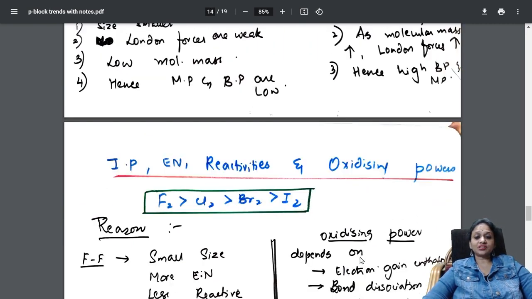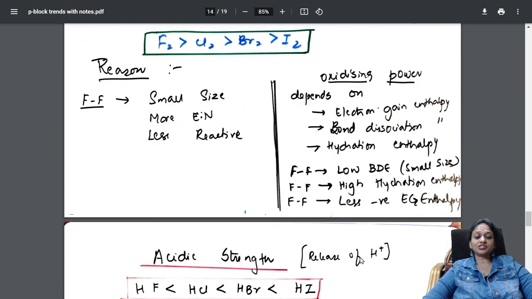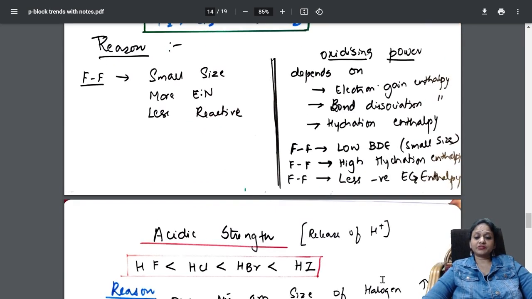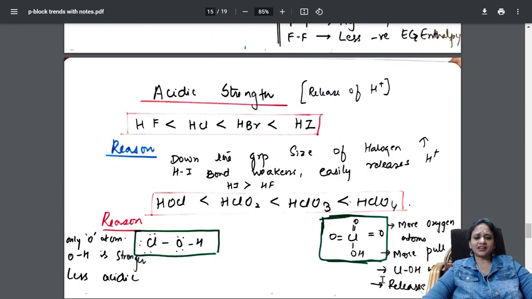Slowly, I took you into the next property, that is ionization potential, electronegativity, oxidizing power. What is the reason when all the trends are in the same thing? All right. Reasons are also mentioned here. Very important. Please note it. Everything is clearly explained line by line here.